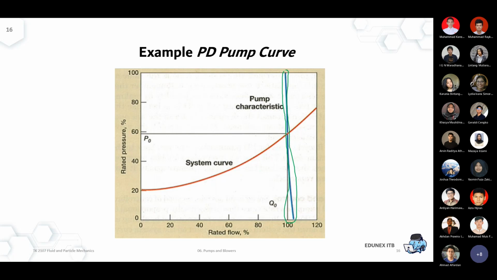Okay, any question about the PD pump? For a PD pump, there will not be a lot of question about a pump curve. You either buy the correct pump or you buy the wrong pump. If you buy the correct pump, then that should be your rated flow rate. But if you buy the wrong pump and you actually work somewhere around this region, it will not work, because you will not find the blue curve anywhere around this capacity. So that's the disadvantage of buying a PD pump.